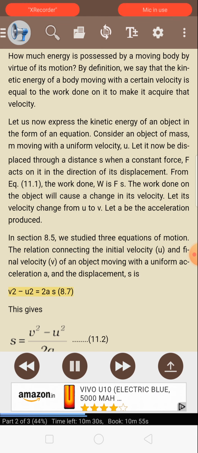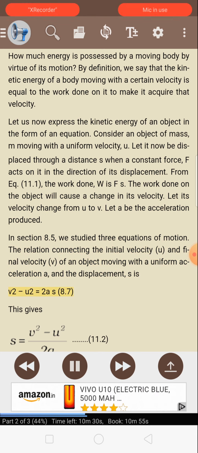Example 11.3. An object of mass 15 kilograms is moving with a uniform velocity of 4 meters per second. What is the kinetic energy possessed by the object? Solution. Mass of the object m = 15 kilograms. Velocity of the object v = 4 meters per second. From eq. 11.5, kinetic energy = 1/2 × 15 kilograms × 4 meters per second × 4 meters per second = 120 J. The kinetic energy of the object is 120 J.